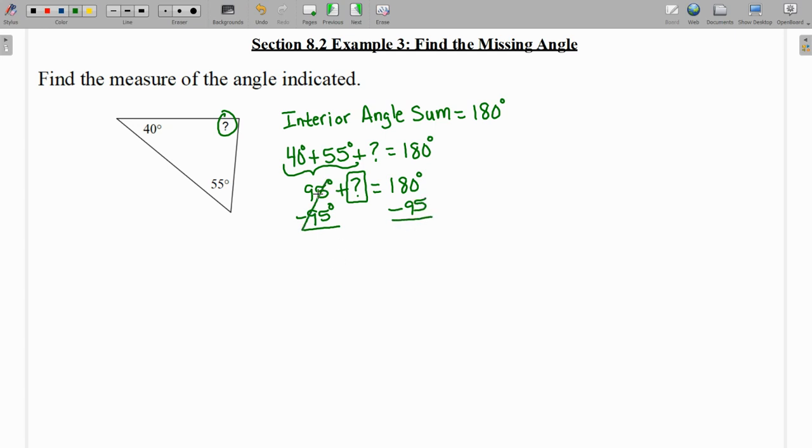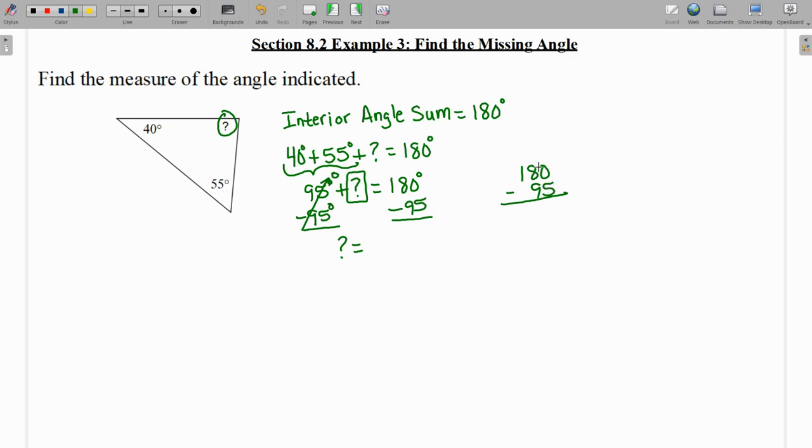Now, on the left, the 95 degrees are going to cancel out and leave me with 0. The only thing I want to have remaining on the left-hand side is my question mark. On the right-hand side, I'm going to be taking 180 minus 95. So I'm going to go over here to the side and take 180 minus 95.